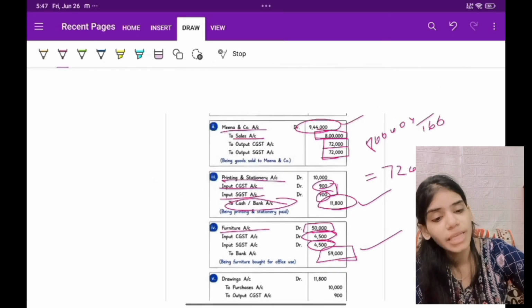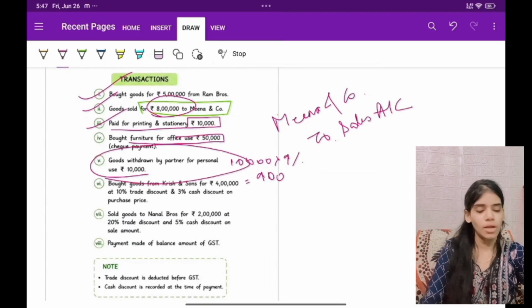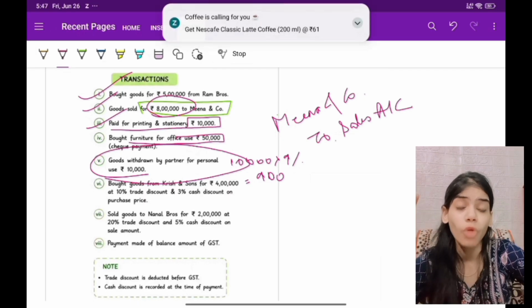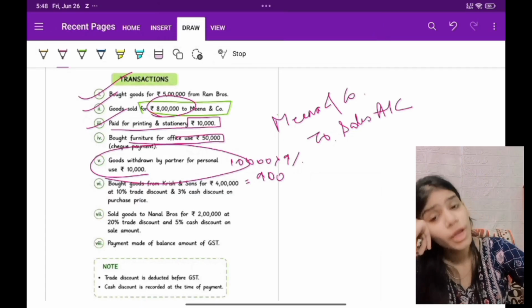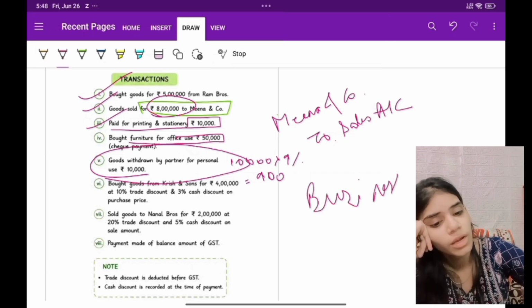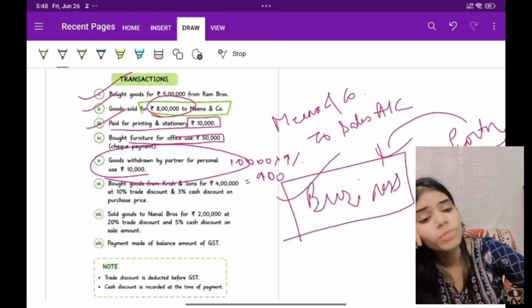Now the main journal entry is next, that is drawings. Now think, if we have withdrawn certain goods from our business for our personal use, will GST be attracted? Yes, GST will be attracted, because here we are assuming that the goods are supplied from the business to its partner, and as you all know, a company is always treated as a separate legal entity. So according to that, drawings made by the partner will also be treated as supply.